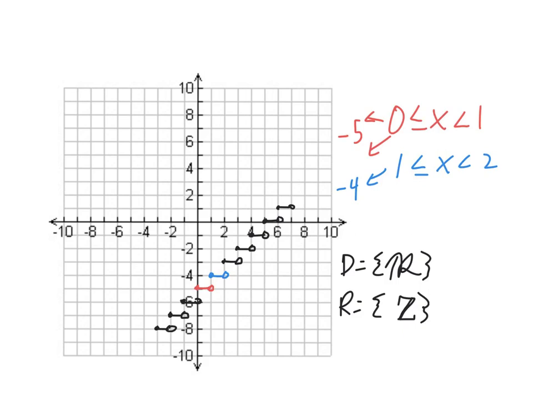Okay? Step functions are pretty much going to work like this. Again, the goal when you're creating your table is what x value will make the y jump to the next integer. And that's what drives what you do.